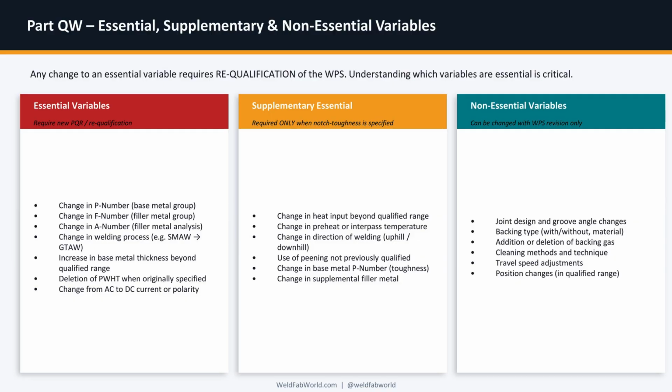Non-essential variables. You can change these with just a WPS revision. No new test needed. Joint design, backing type, cleaning method, travel speed, within reason. Pro tip: before making any change to a WPS, spend 5 minutes checking if that variable is essential or not. That 5-minute check can save you from a very expensive retest.